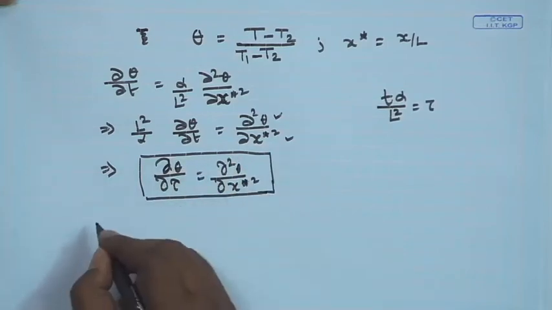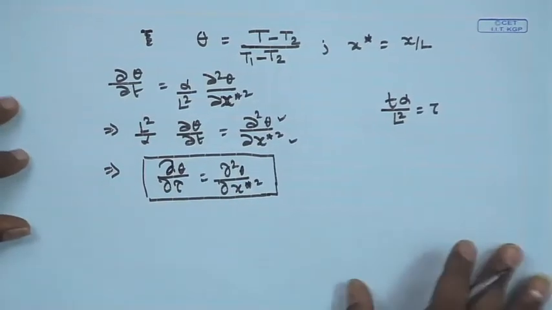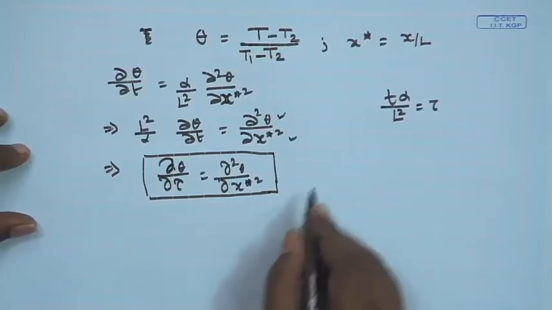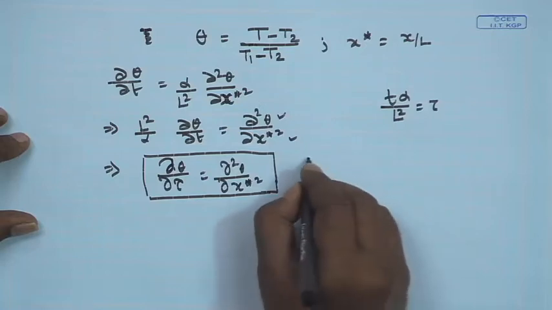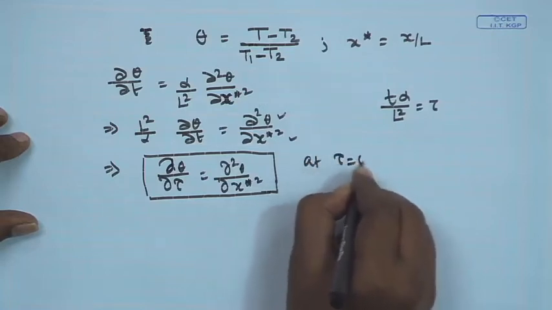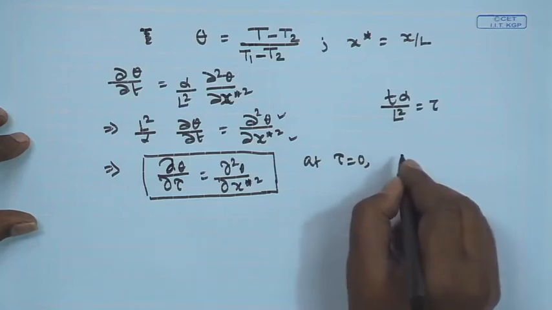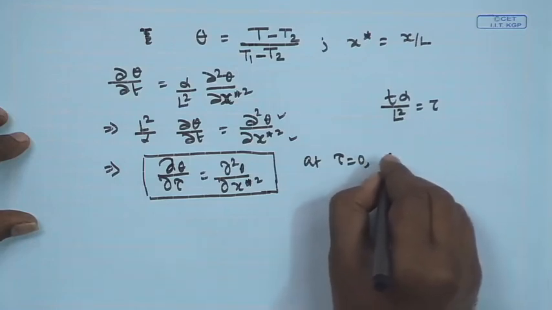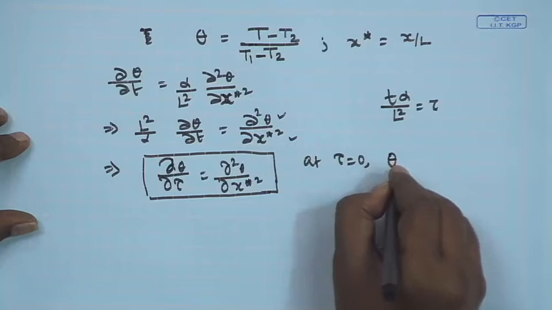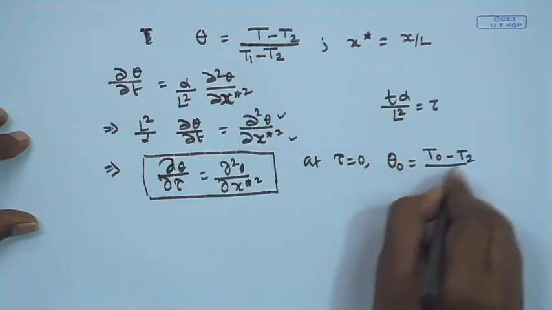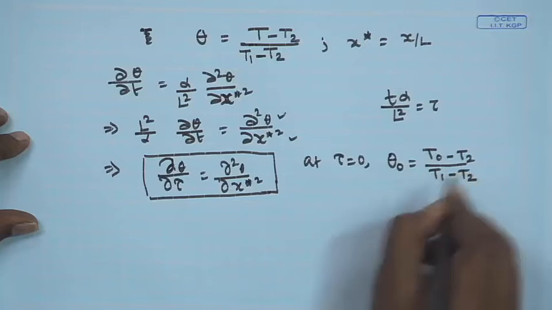So, now I expressed my boundary conditions in terms of non-dimensional variables. At t equal to 0, that means at tau equal to 0, t is equal to t naught. Therefore, we call it theta naught as (t naught minus t2) divided by (t1 minus t2).